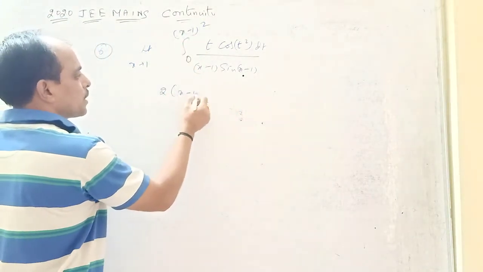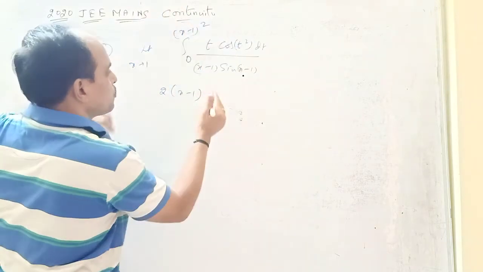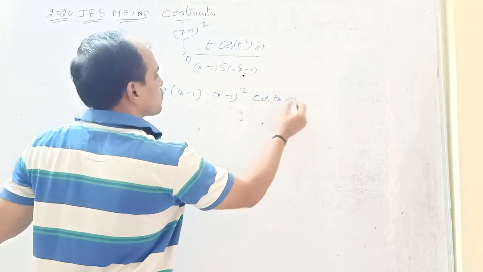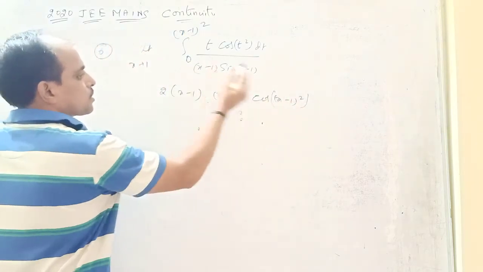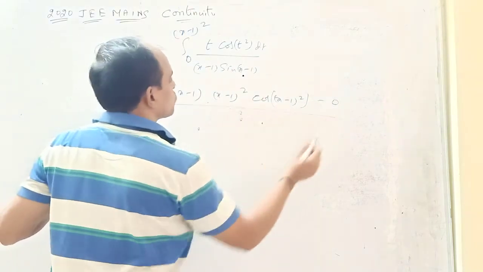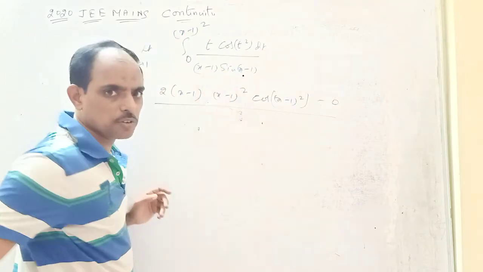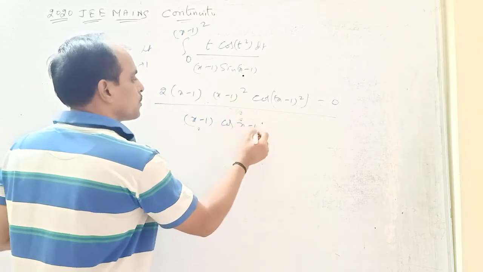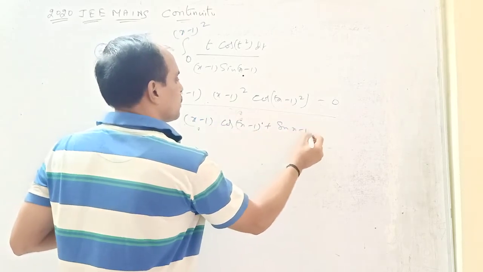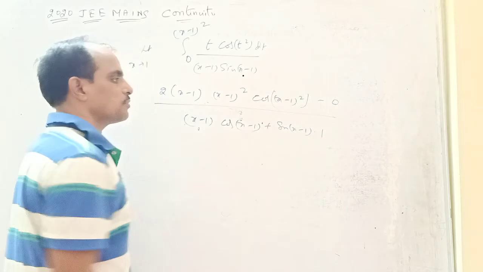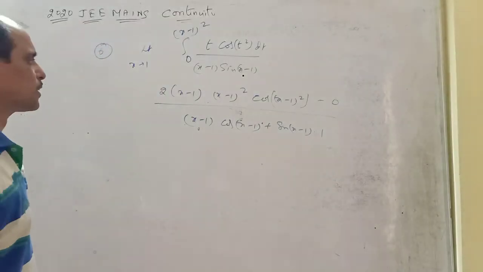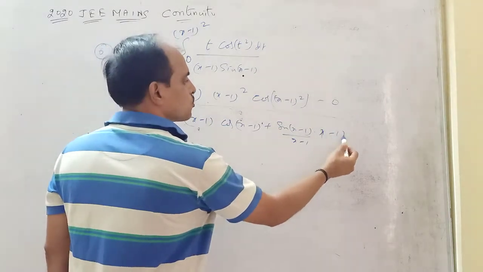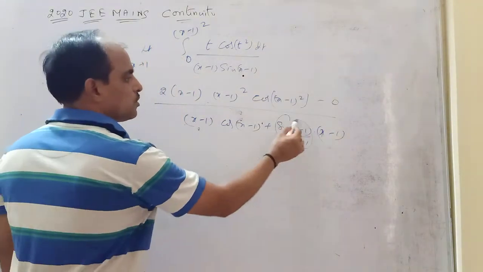Now what about the numerator derivative? 2 of (x minus 1) is the derivative of the upper limit, and you substitute here (x minus 1) whole square into cos of (x minus 1) whole square, minus the lower limit derivative, which is 0, so there is no necessity to write it. In the denominator we have to use the UV formula: (x minus 1) into cos of (x minus 1) plus sin of (x minus 1) into the derivative of (x minus 1), which is 1. Okay, is it clear? Now you see this is sin of (x minus 1).